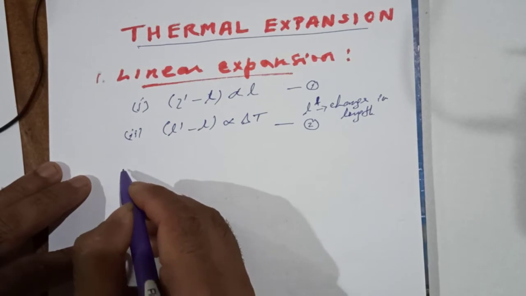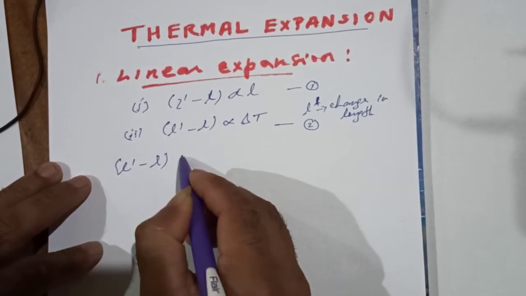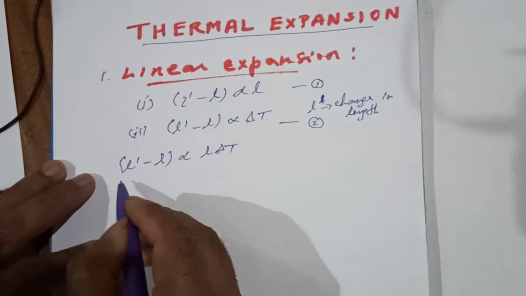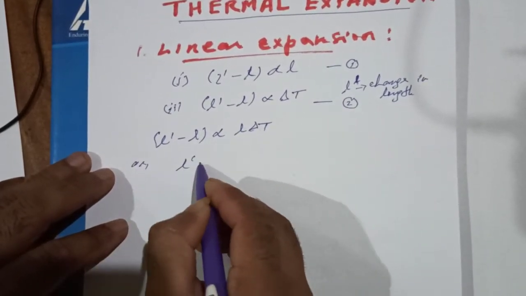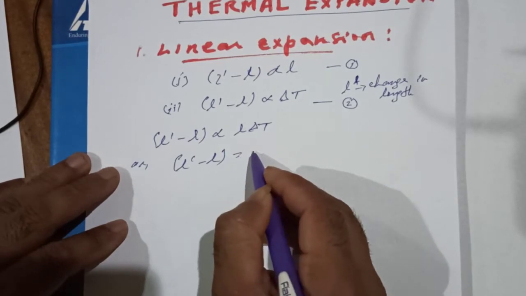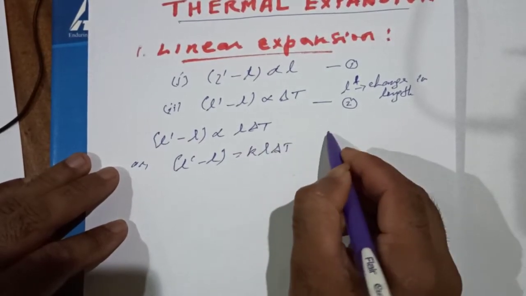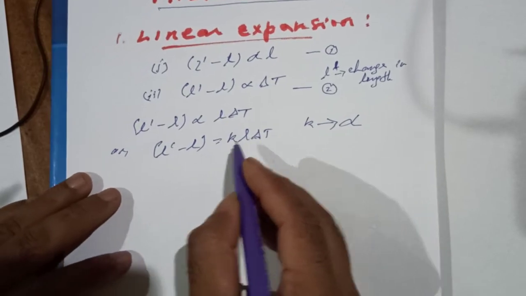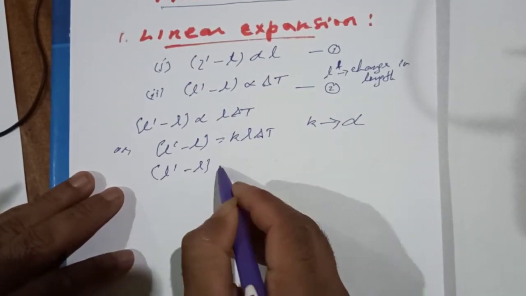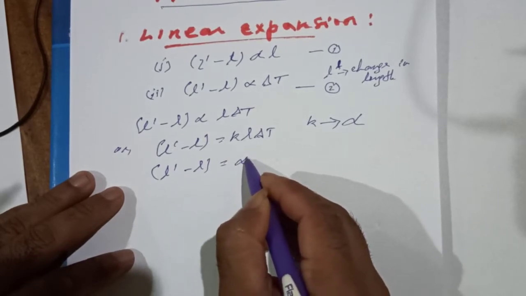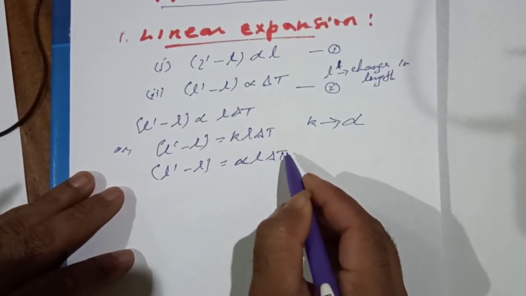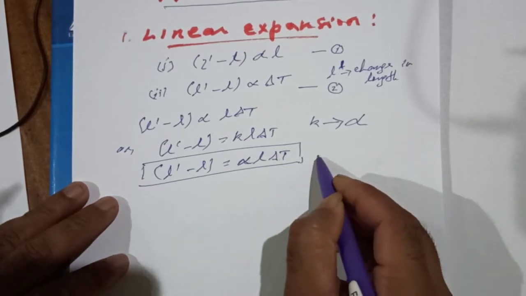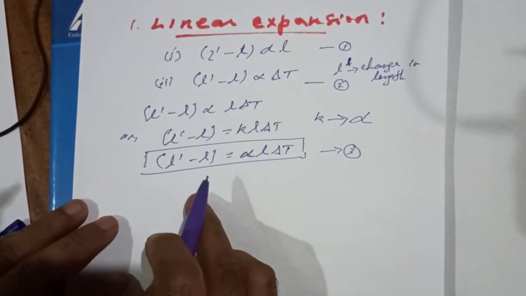If we combine these two equations, L prime minus L is directly proportional to L delta T. Or we can write L prime minus L equal to some constant times L delta T. In place of the constant K, we shall put alpha. L prime minus L equals alpha L delta T. So this is the final equation for the increase in length, equation number three.